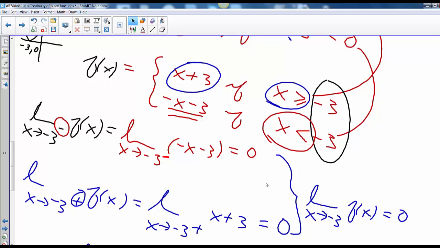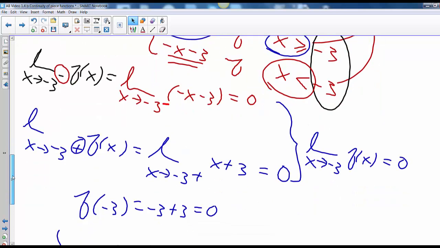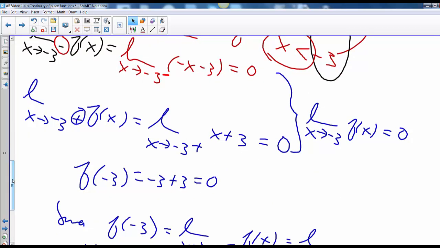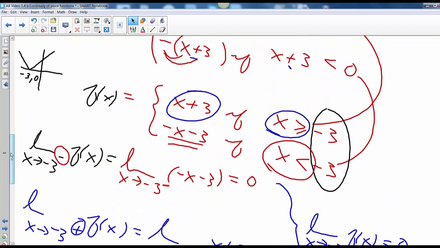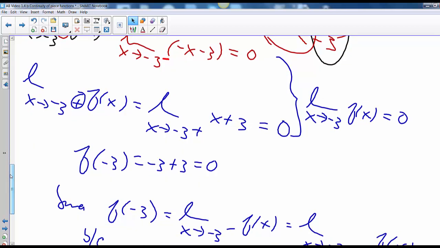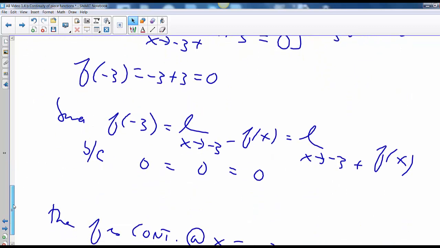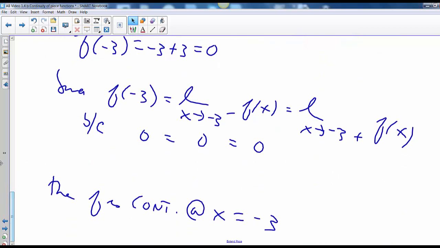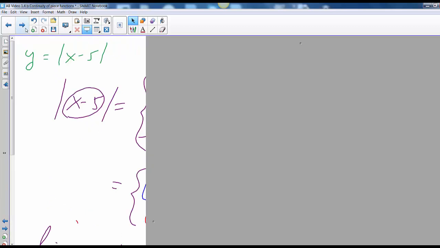Since both the left-sided limit and the right-sided limit at negative 3 are both 0, the two-sided limit at negative 3 is 0. Then, if we're checking for continuity, we also need to know what is f of negative 3. Well, there's an equals. So we will use the top piece for f of negative 3, and that'll be negative 3 plus 3, which is 0. Turns out that all three pieces of our trilogy are equal to 0, and therefore we can say that our function is indeed continuous at negative 3.